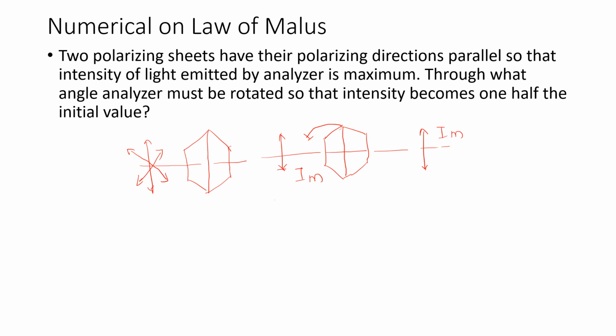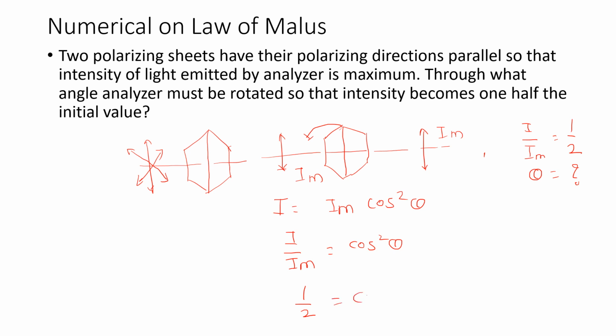So how will we solve this? We know that I is equal to Im cos square theta. I upon Im is equal to cos square theta. We want this intensity to reduce to 1/2 of its initial value. So I upon Im is equal to 1/2. That is given here. We want to find out what theta should be. So 1/2 is equal to cos square theta.